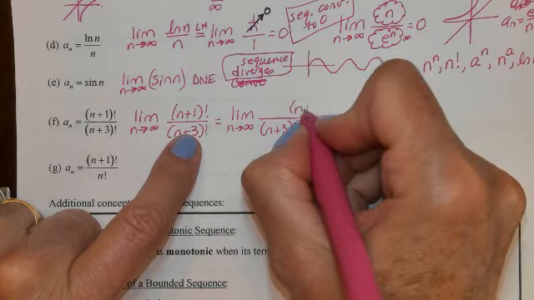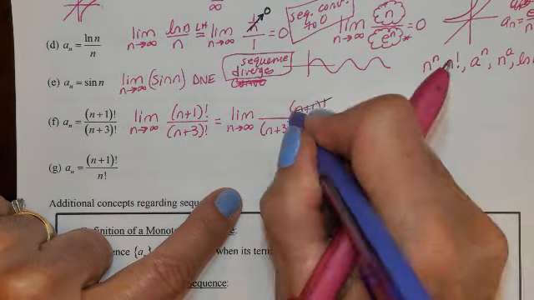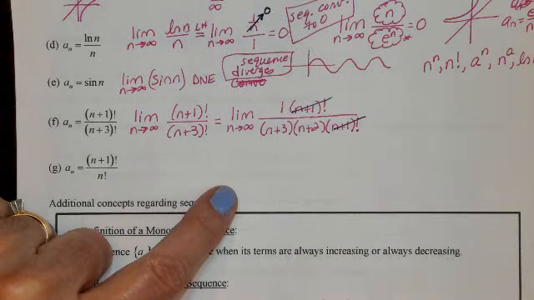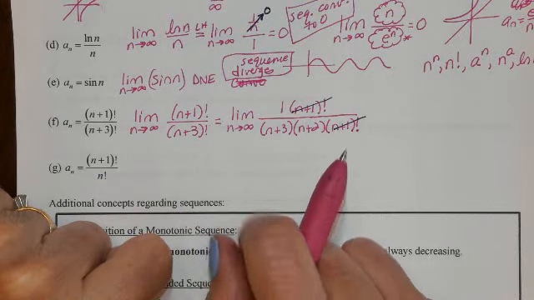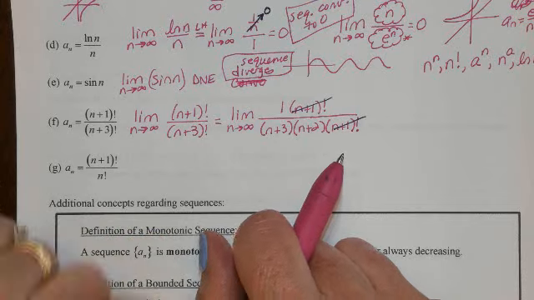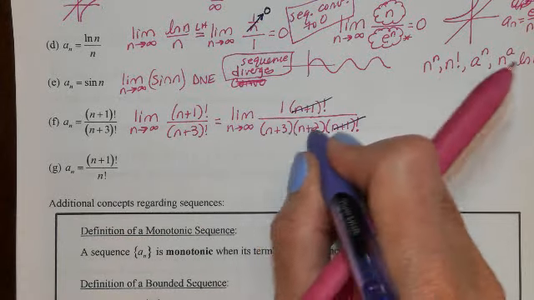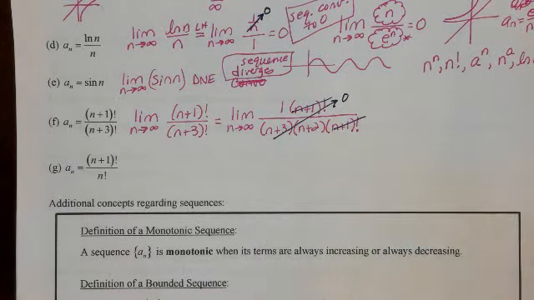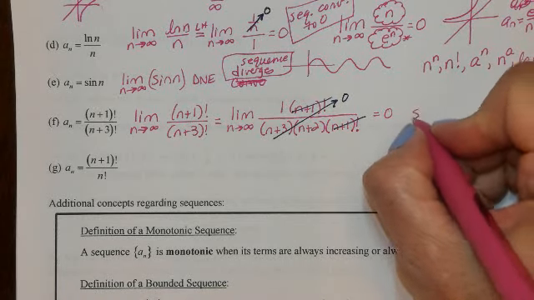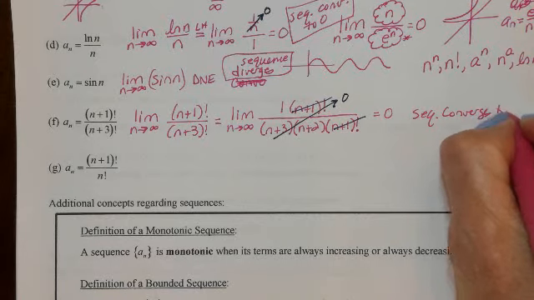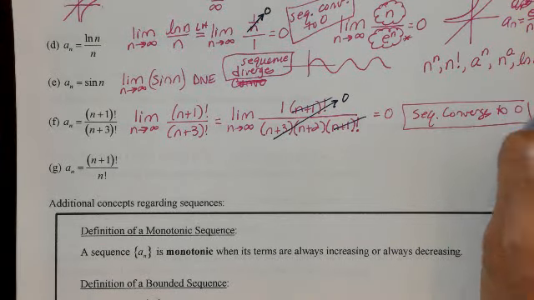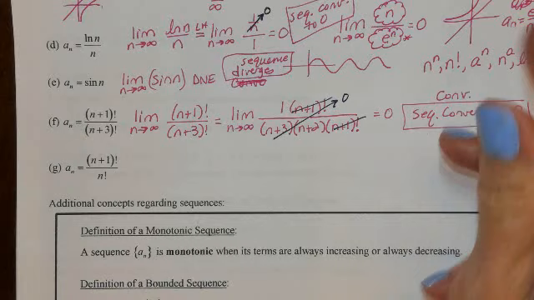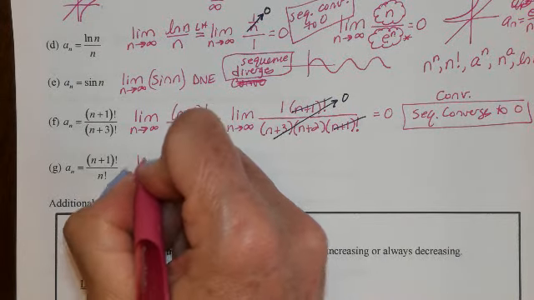Up on top, I still have that n plus 1 factorial. What happens here? They reduce, leaving a 1 on top and n plus 3 times n plus 2 on the bottom, right? Now let n go to infinity. As n goes to infinity, the denominator goes to infinity. So we have 1 over a huge unbounded number, so this whole thing goes to 0. So this is 0, so the sequence converges to 0. I usually abbreviate converges like that. Sequence just SEQ.